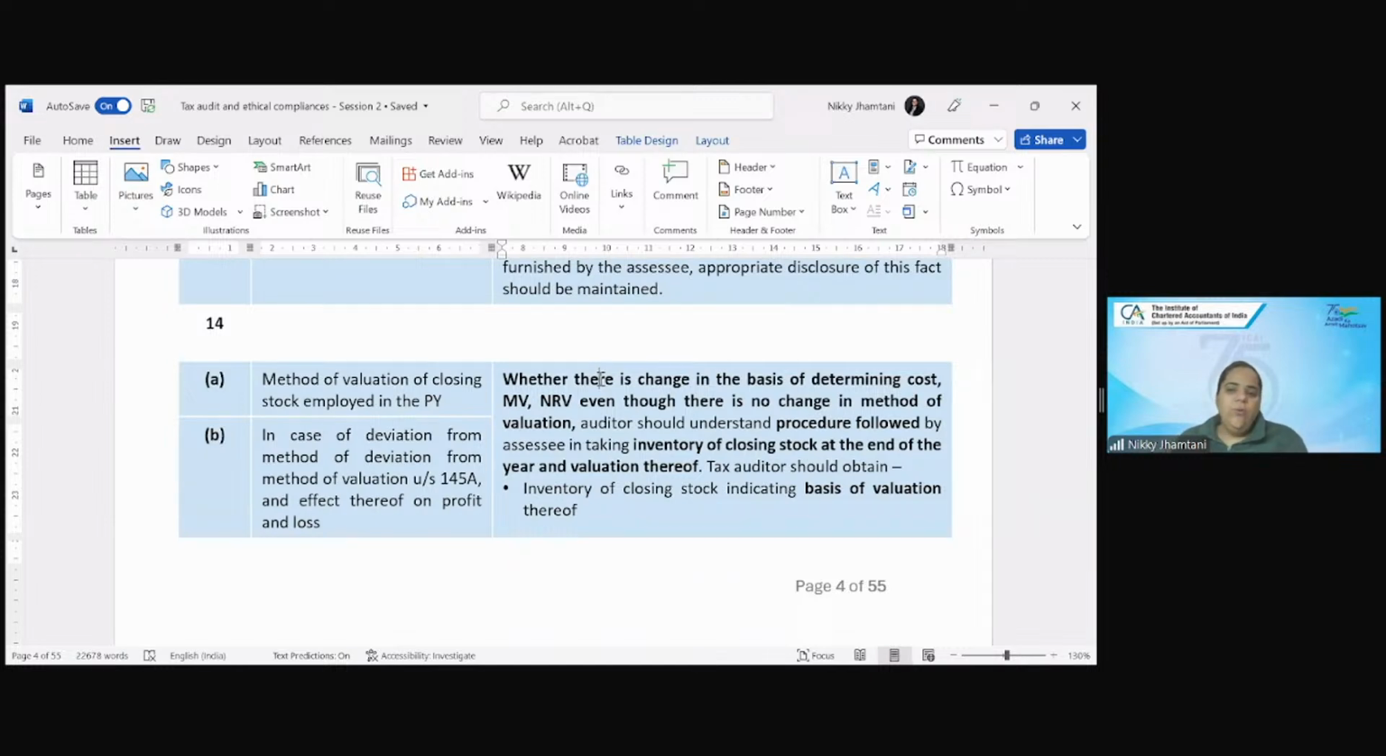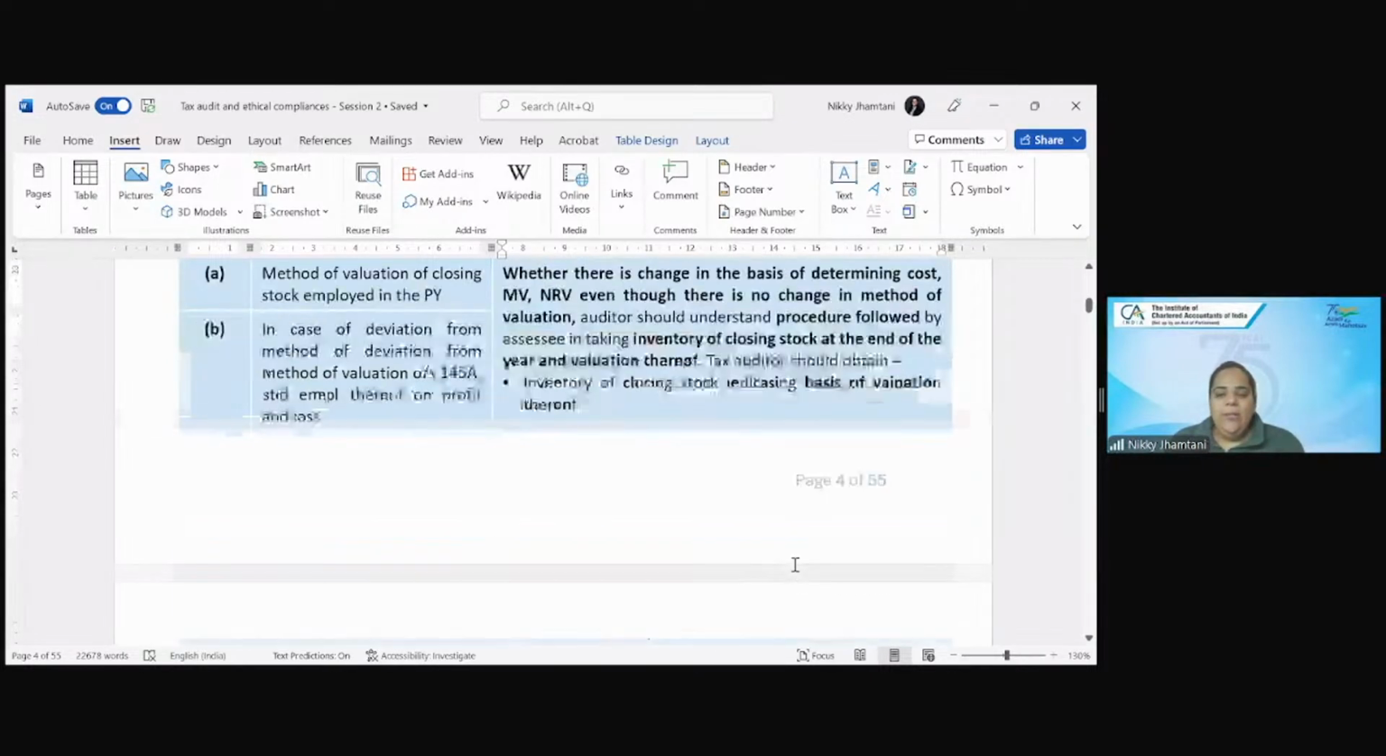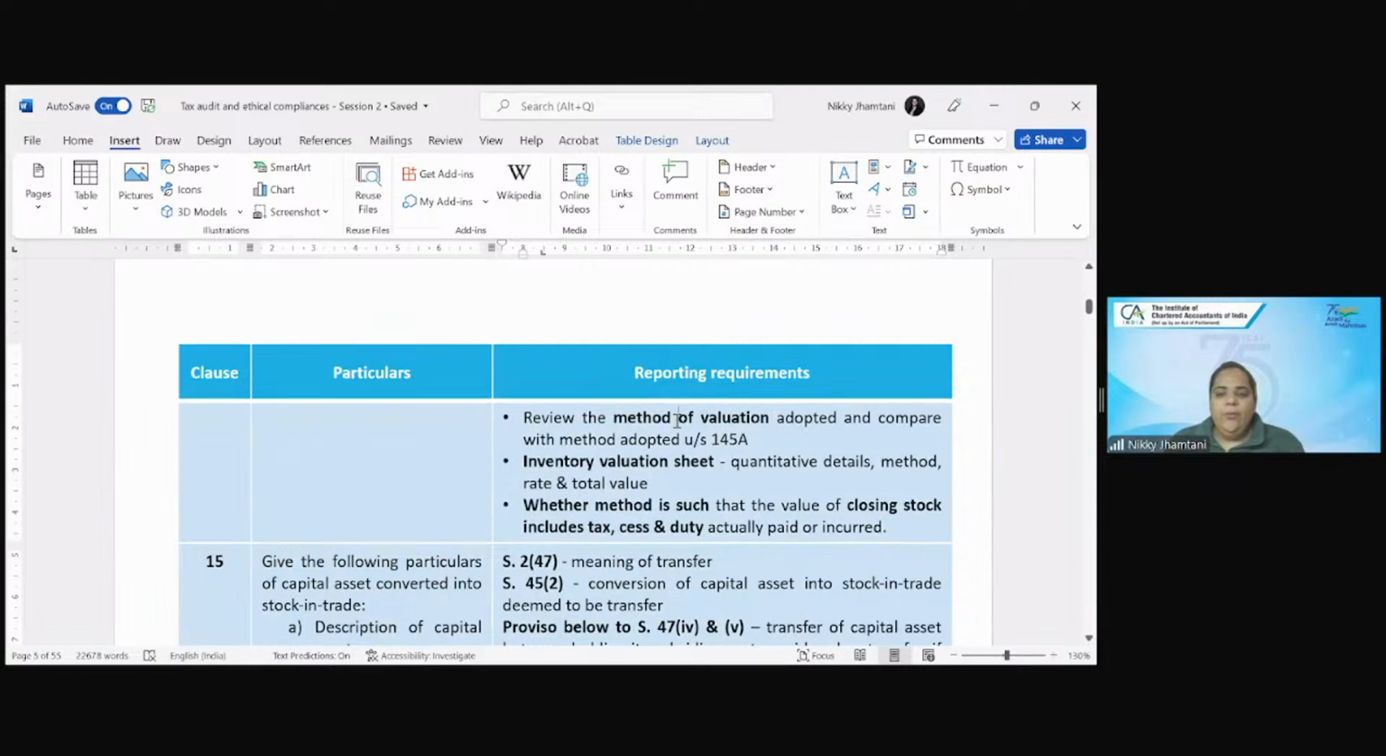Inventory of closing stock basis indicating the basis of valuation, review the method of valuation adopted and compare with method adopted under section 145A, inventory valuation sheet, quantitative details, method, rate and total value. ये आप लोगों ने देखी होगी, valuation sheet दिखती है, अगर आप Tally वगैरह में भी देखते हो तो कुछ लोग maintain करते हैं. तो quantity to quantity wise details, क्या method लगाया है, rate and total value. Then whether method is such that the value of closing stock includes tax, cess and duty actually paid or incurred.